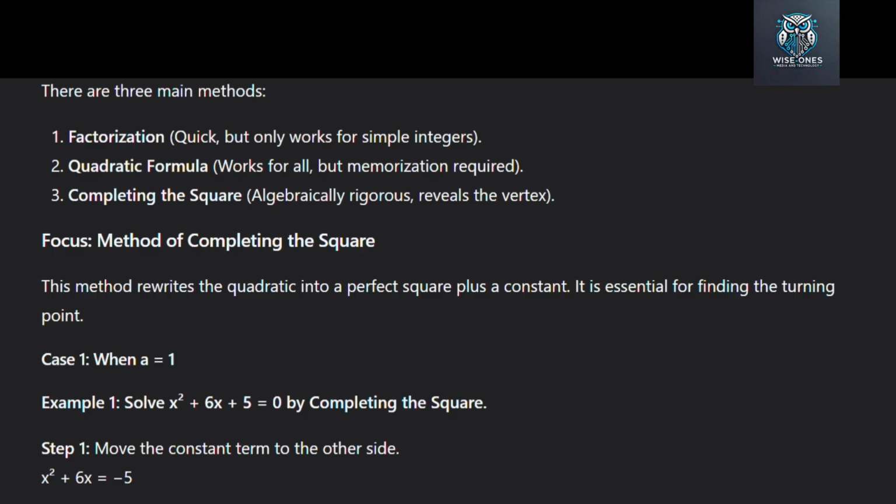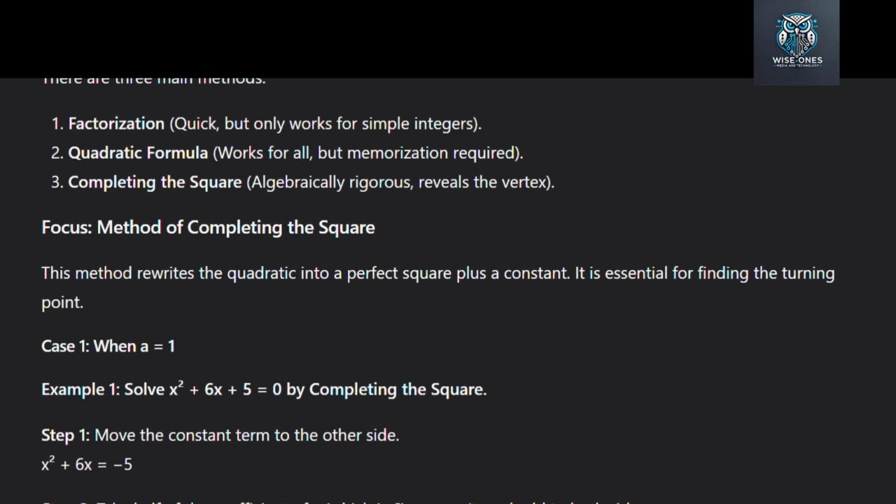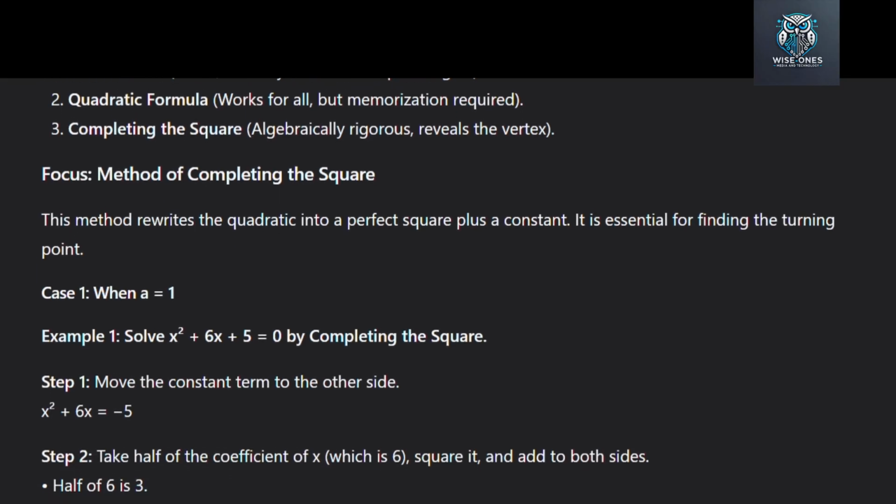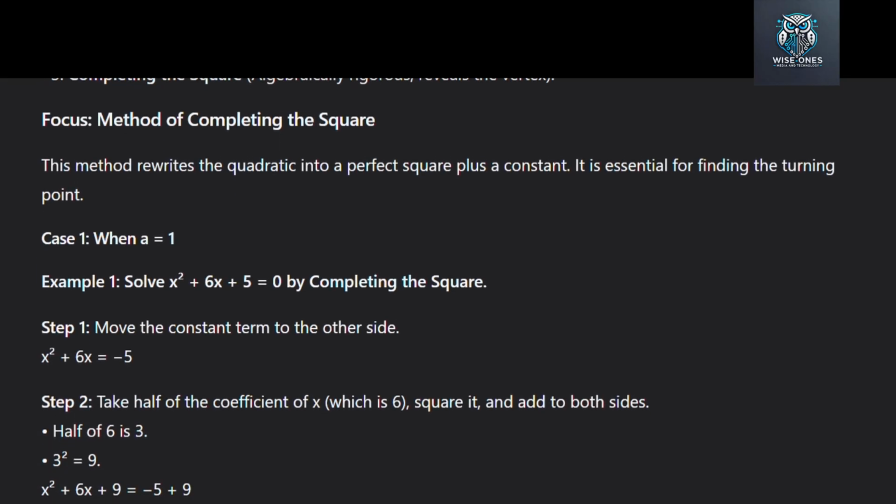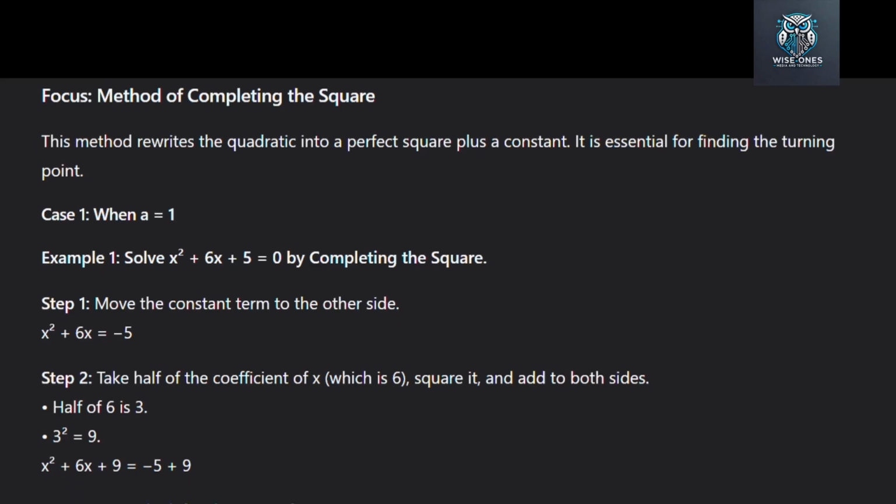Let us focus on the method of completing the square. This method rewrites the quadratic into a perfect square plus a constant. It is essential for finding the turning point. We will look at case 1. This is when a equals 1. This means the number in front of x squared is just 1.